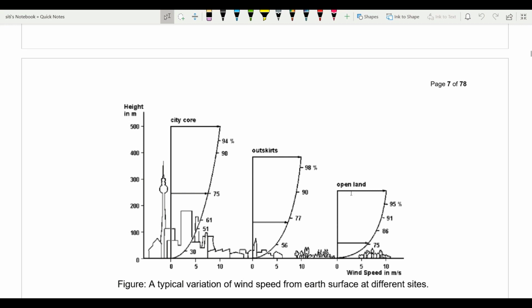But for open land, the wind speed can reach 10 meter per second at very low height, which is less than 300 meter. So this is because this is the open area or the agricultural area. So the wind speed is high at low height.